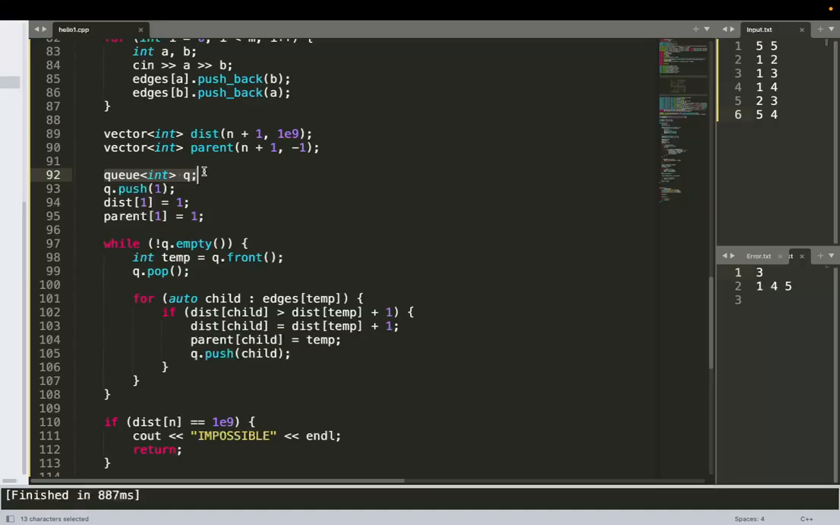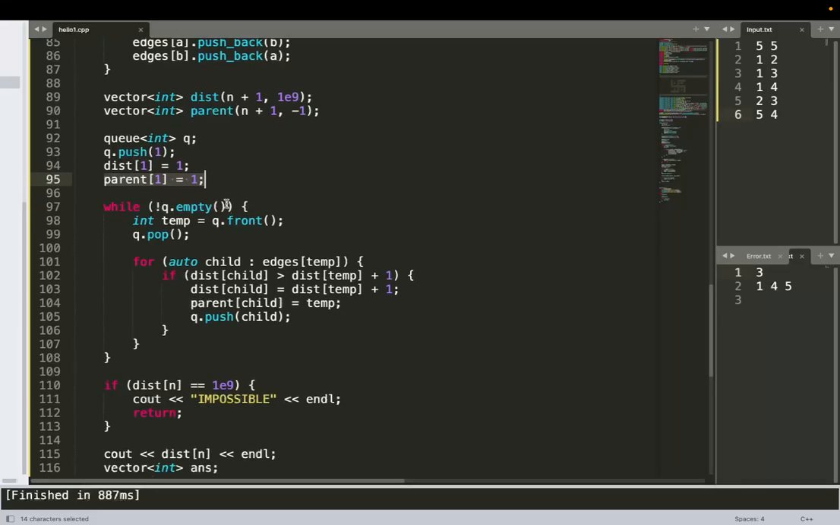Then I am simply using a queue. In my queue, I push the first node, that is 1. Distance for the first node will be 1, since we need to find the total number of computers in the path. So the first node is also a computer, right? So distance of 1 is 1, and the parent of the first node is that node itself.